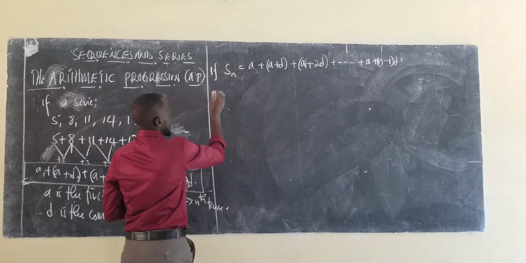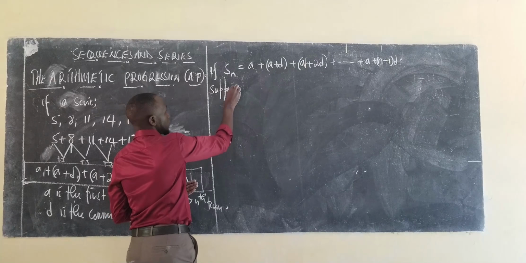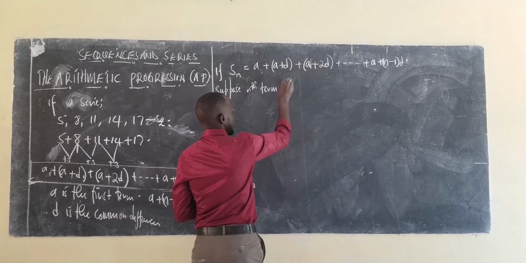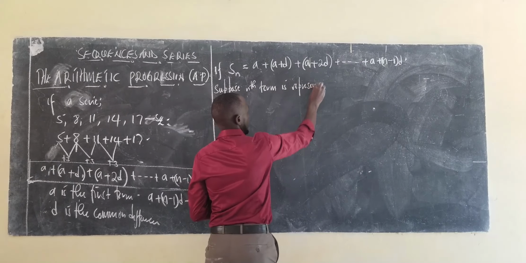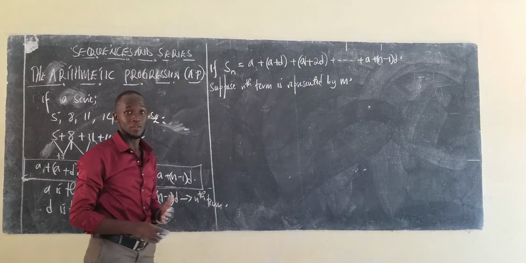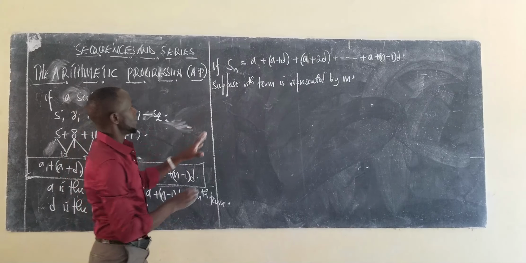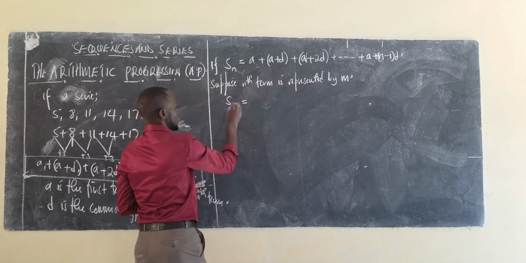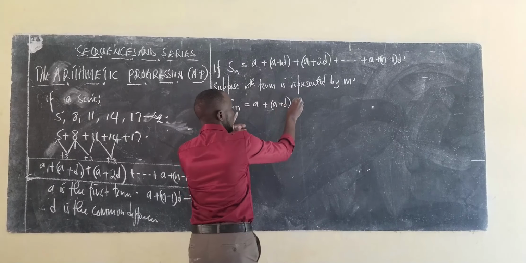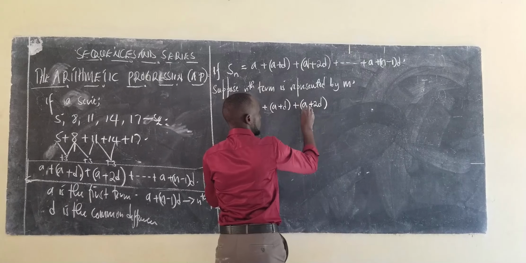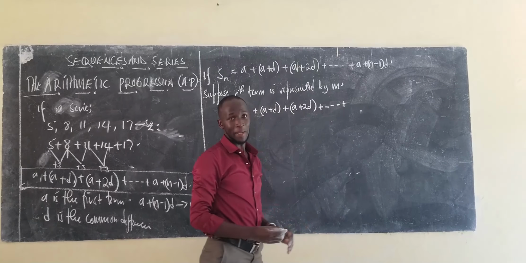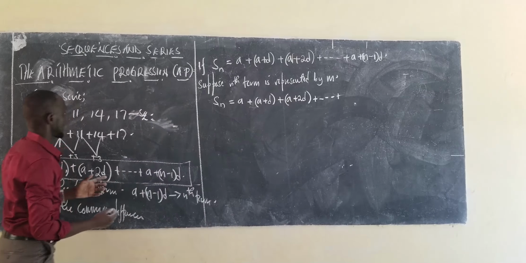Suppose the nth term is represented by m. I said I will always choose m whenever given a chance of choosing an unknown. So we shall have Sn, the sum of the n terms, A plus D plus A plus 2D plus the nth term. Now the nth term is m. If the nth term is m, let me come here and explain to you.